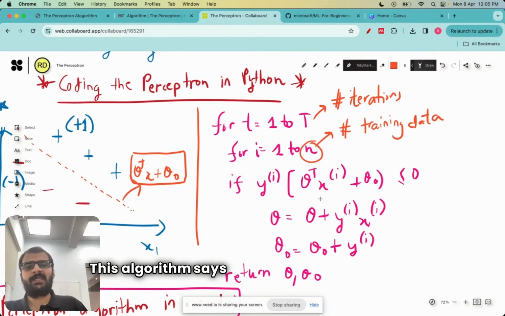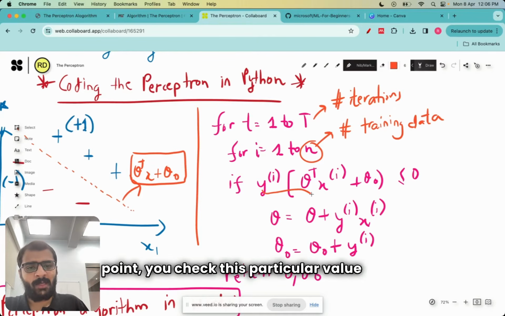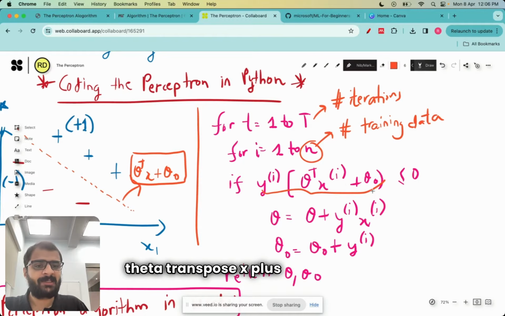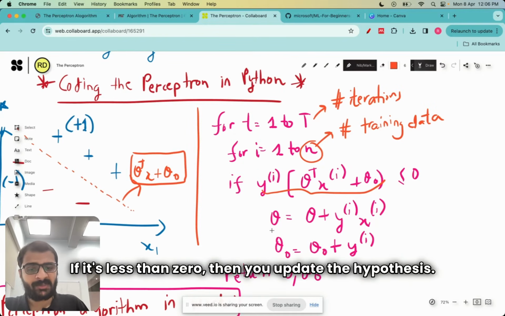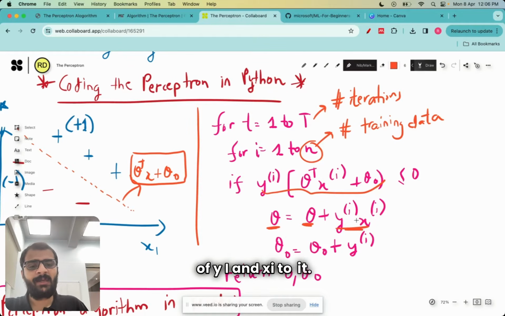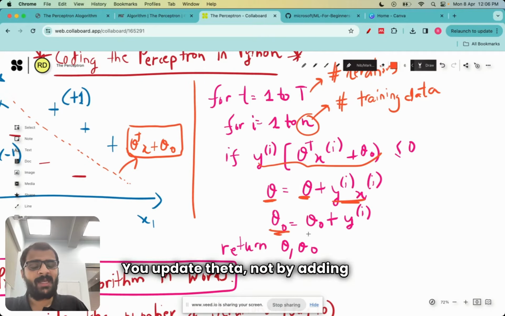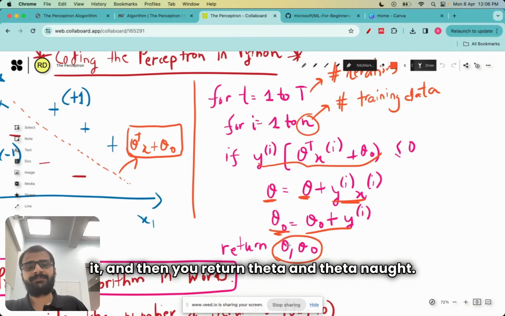This algorithm says that for each training data point, you check this particular value: yi times (theta transpose xi plus theta naught). If it's less than 0, then you update the hypothesis. You update theta by adding the product of yi and xi to it. You update theta naught by adding yi to it. And then you return theta and theta naught.